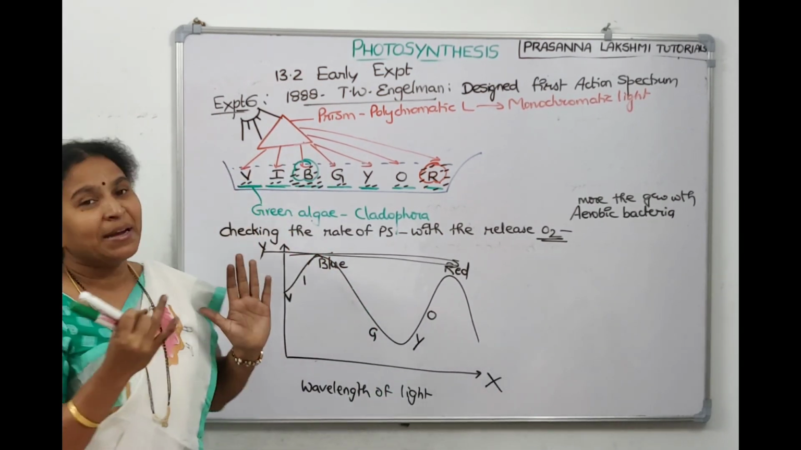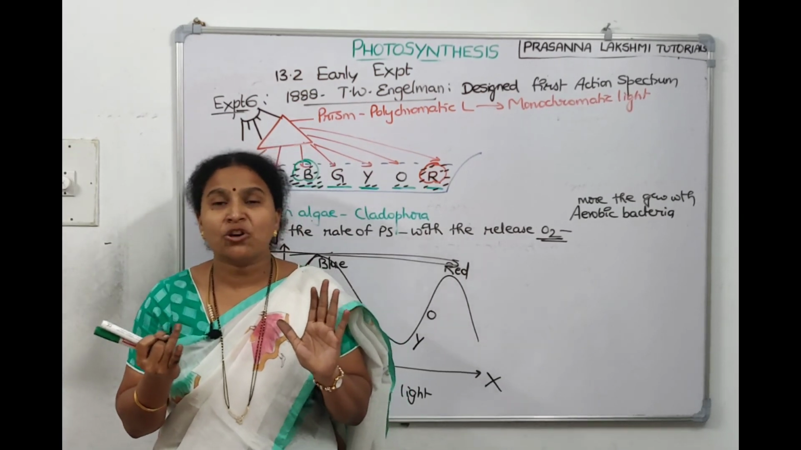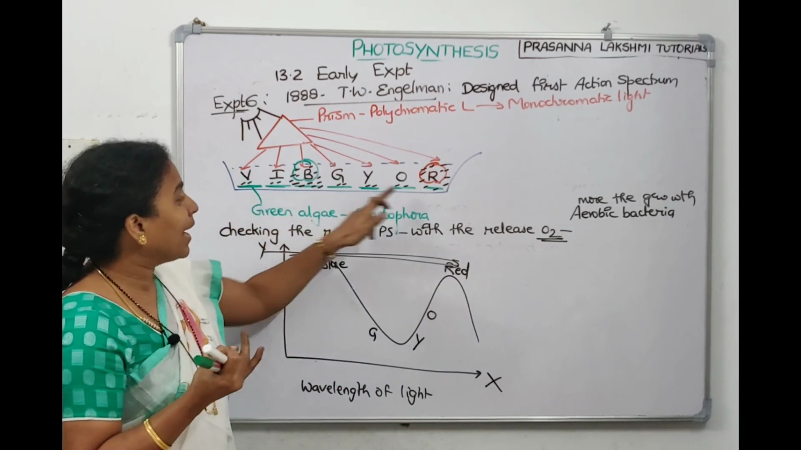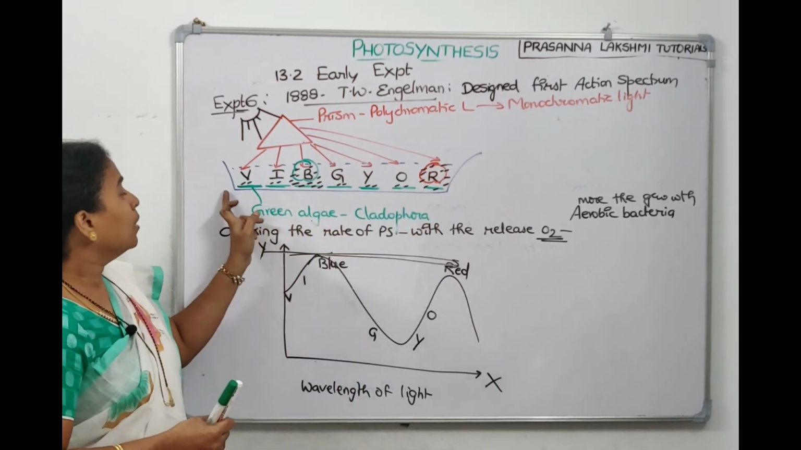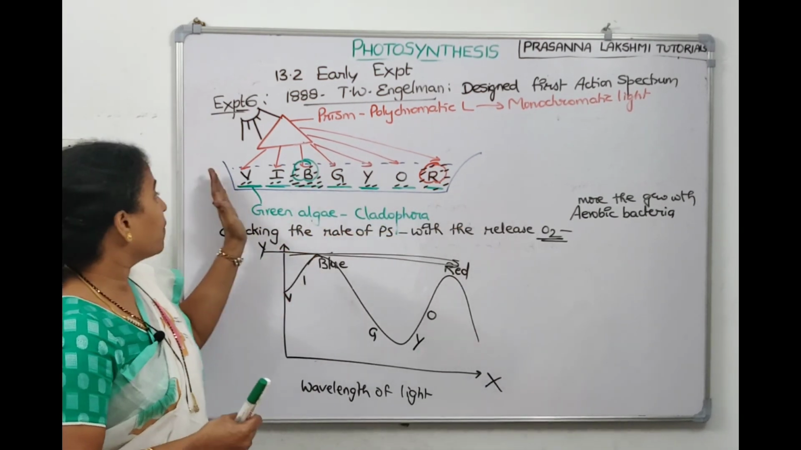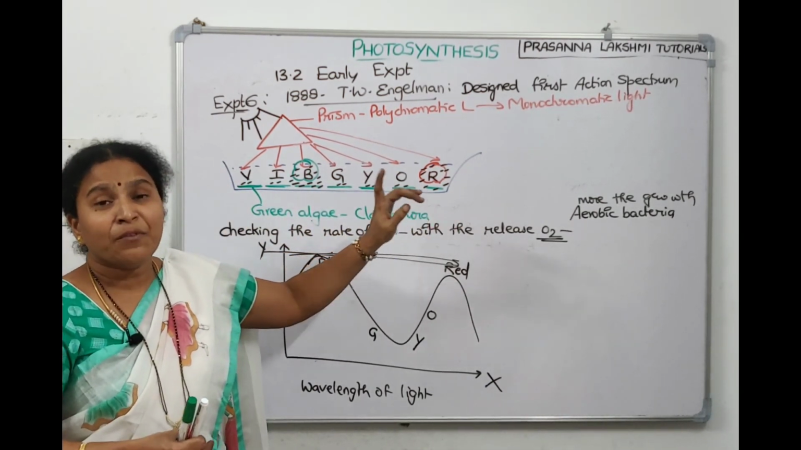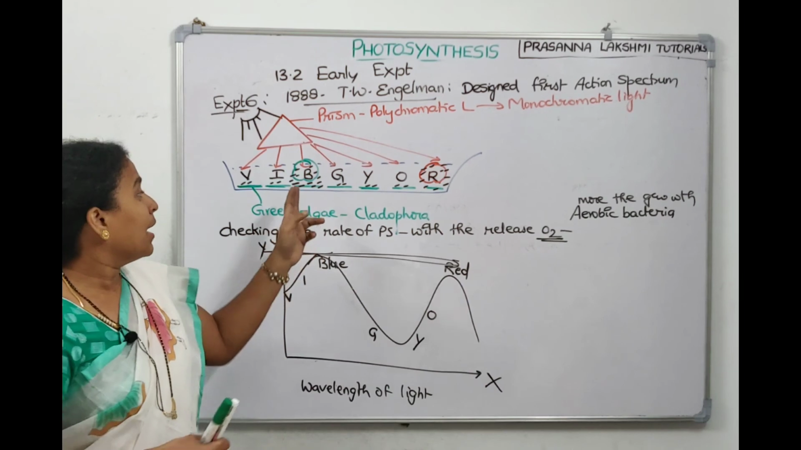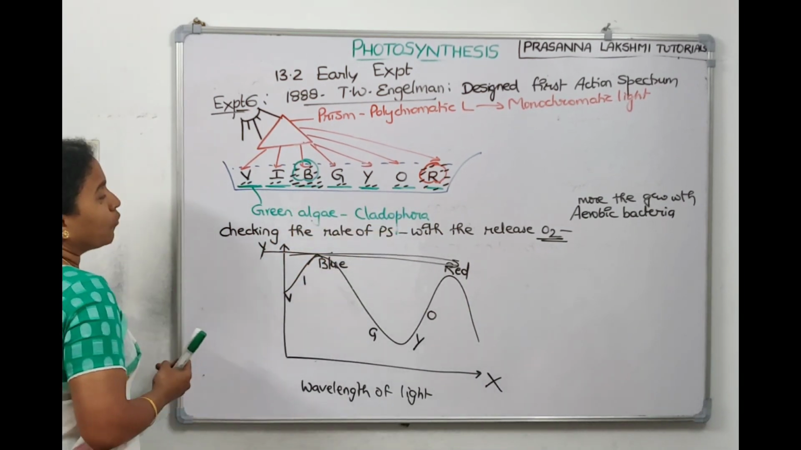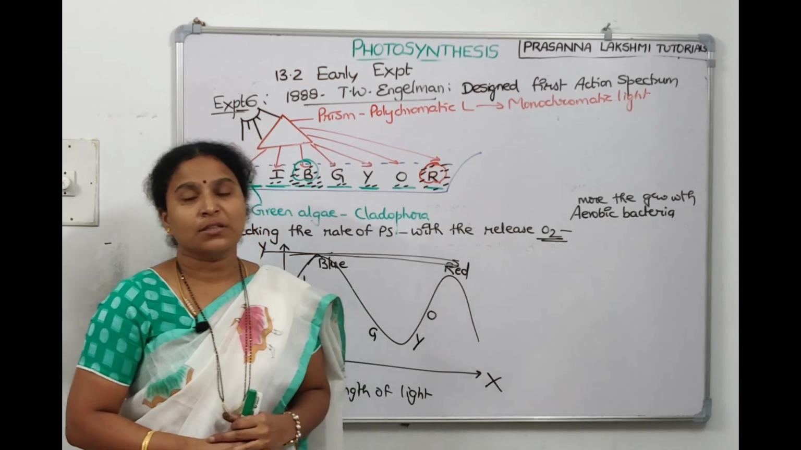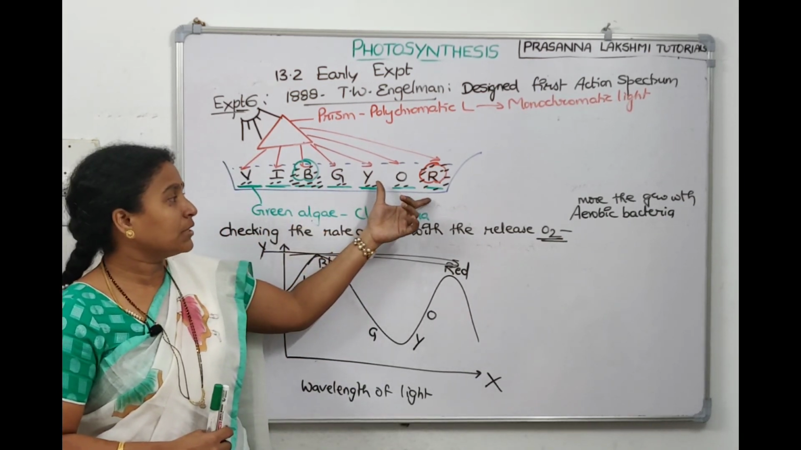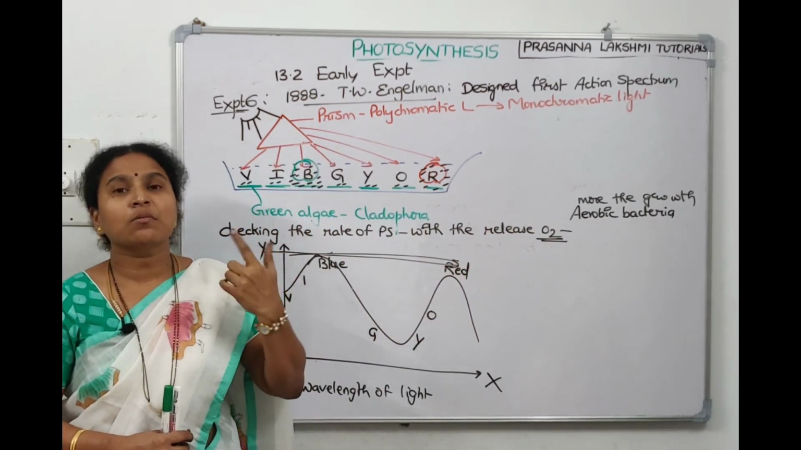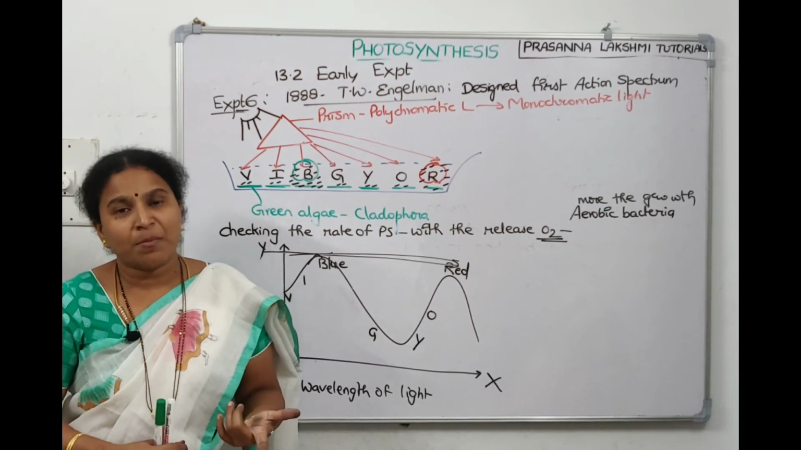Then the next, the 7th experiment, is Engelmann's experiment. Engelmann has drawn the first action spectrum. He has taken a green aquatic alga called Cladophora. He subjected that alga to a spectrum of light starting from violet to red, and he saw at which wavelength they will absorb more light and do more photosynthesis. His conclusion is that at blue wavelength and at red wavelength the photosynthetic rate is more. He checked the presence of photosynthesis by measuring the growth of aerobic bacteria. The more the photosynthesis, the more the oxygen, the more the aerobic bacteria growth.